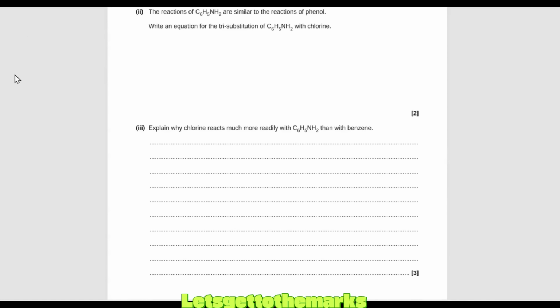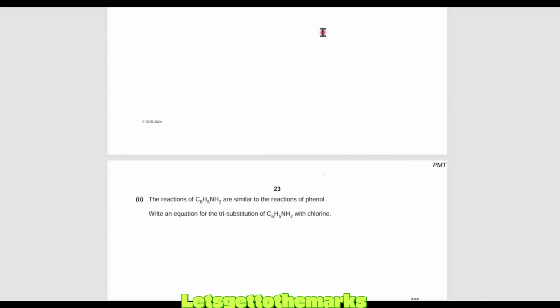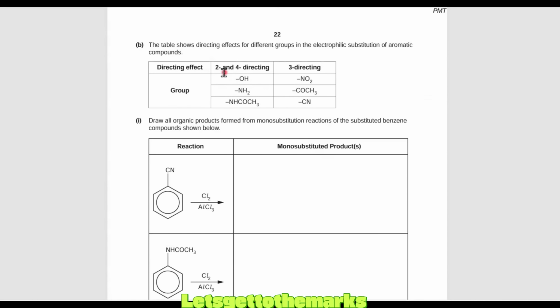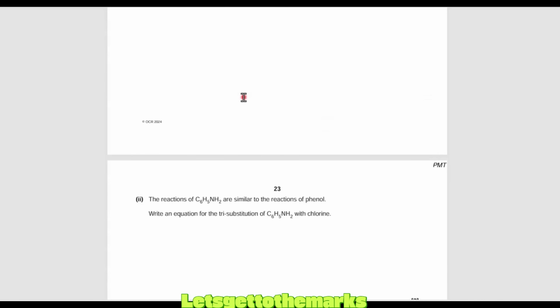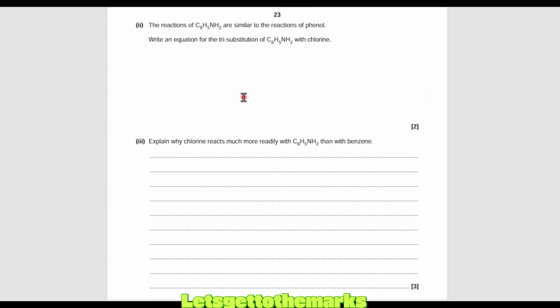Lovely. Question 2. The reactions of C6H5NH2 are similar to the reactions of phenol. So the reactions of aminobenzene are similar to the reactions of phenol. Write an equation for the tri-substitution of C6H5NH2 with chlorine. So that's just testing you on the 2, 4, and 6 position.